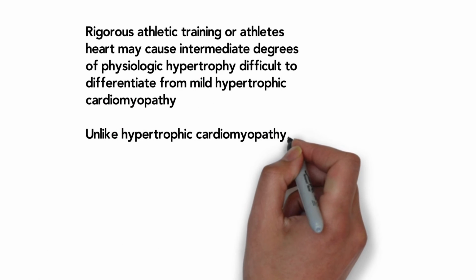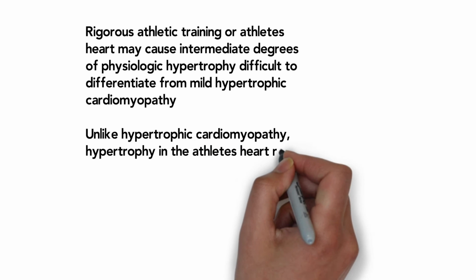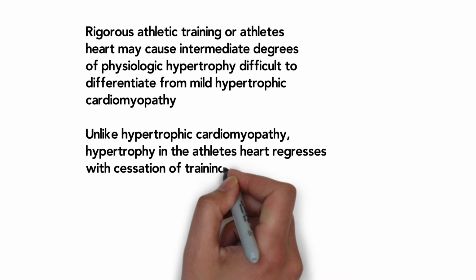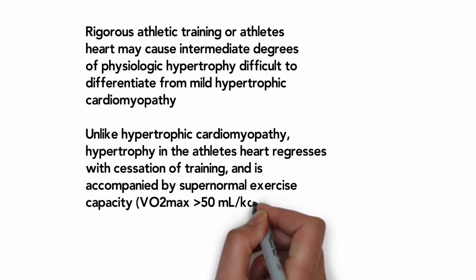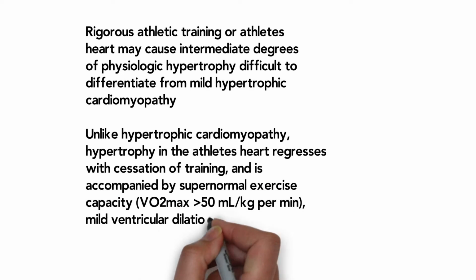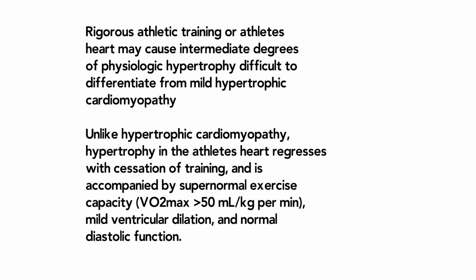Unlike hypertrophic cardiomyopathy, hypertrophy in the athlete's heart regresses with cessation of training, and is accompanied by supernormal exercise capacity, that is VO2 max more than 50 ml per kilogram per minute, mild ventricular dilation, and normal diastolic function.